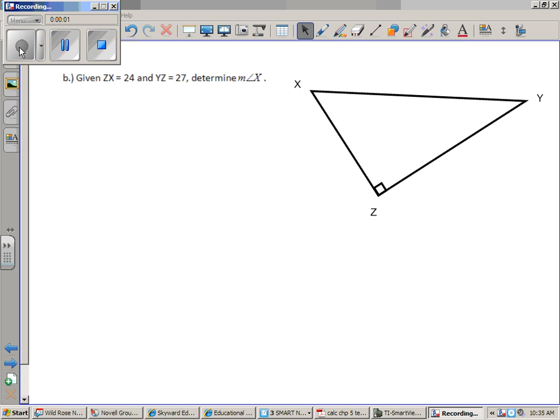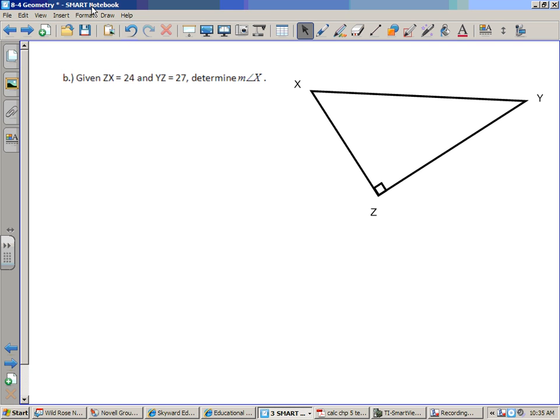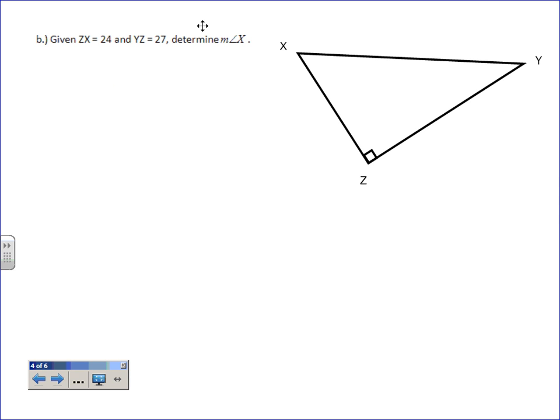All right, let's see how you're doing on this one here. Very similar to the last one we just did, but the information has changed a little bit. So it says ZX is right here is 24, YZ over here is 27, and they want angle X. Once again, you notice which angle I stayed away from. I stayed away for now from the right angle.